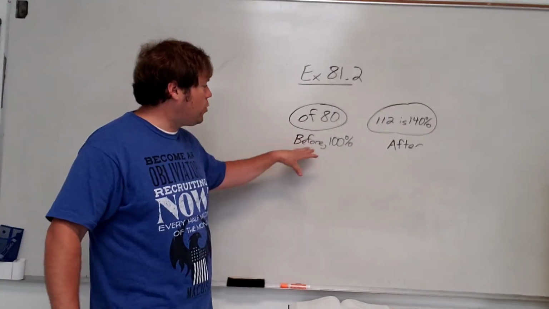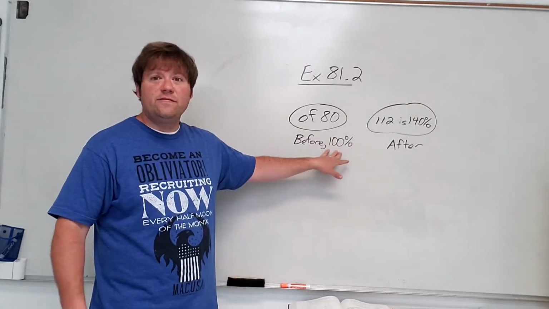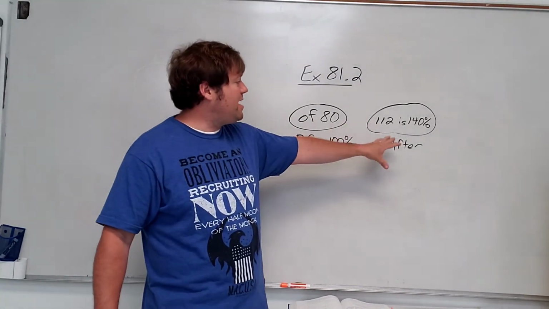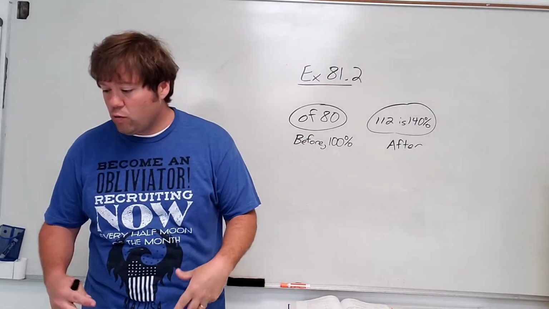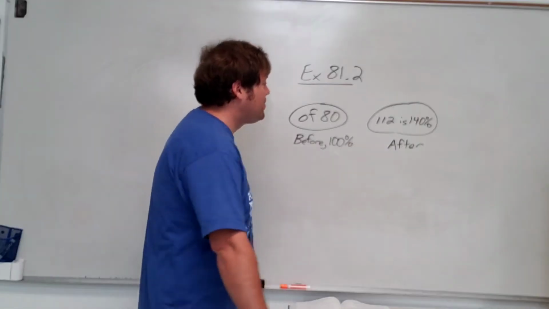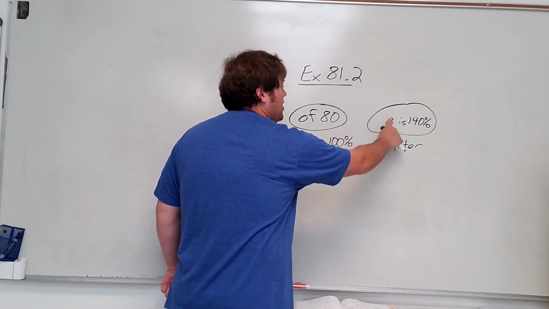Remember, you have a before amount, that's the original 100%. They call that the of number, so in this case it's of 80. They also have the after amount, which is what it grows to. In this case, it grows to 140%. Now, we don't actually know the answer yet, so I'm going to go ahead and erase it.